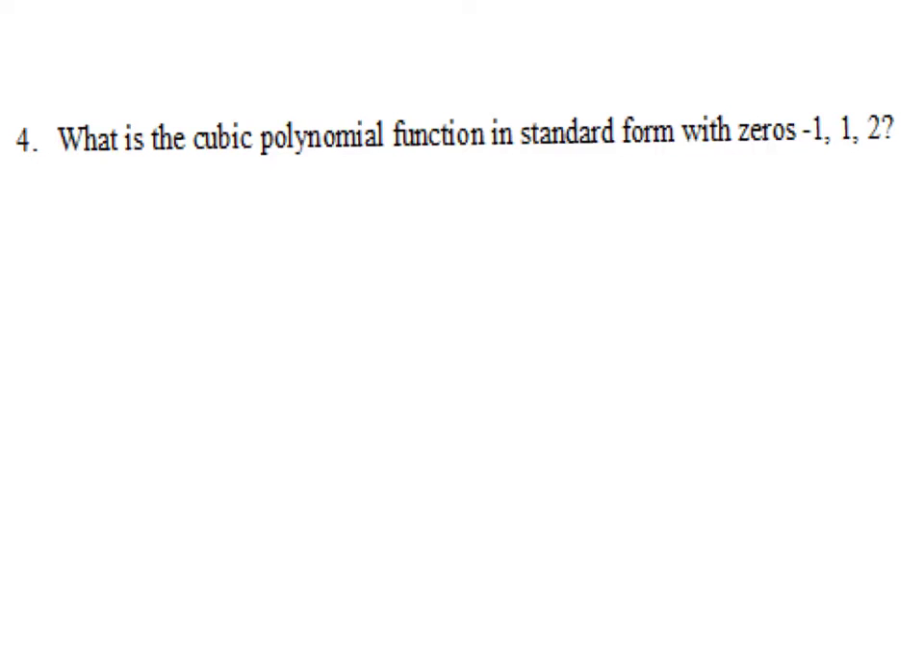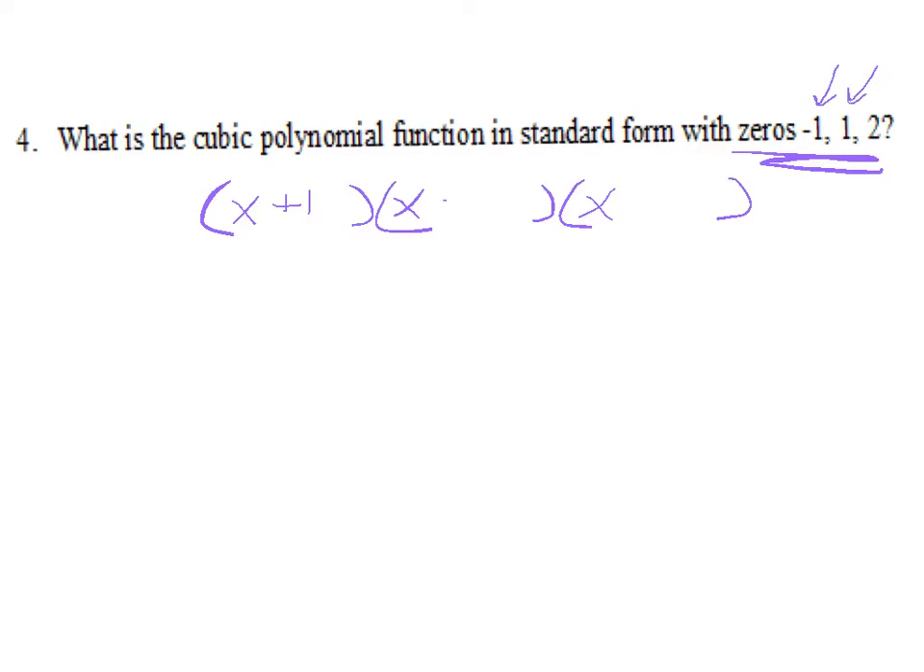Okay, so here what they've done is they've given us 3 zeros, and what we need to do is go backwards and try to find what our polynomial was. So I'm going to take those 3 zeros and plug them into 3 sets of parentheses with my variable x. If I have the number -1 here, I need to put +1. If I have a +1, I need to put -1. And if I have a +2, I need to put -2. So I basically just undid this whole solving idea. I plugged them back into the parentheses.